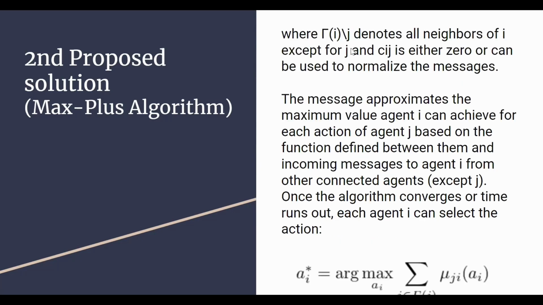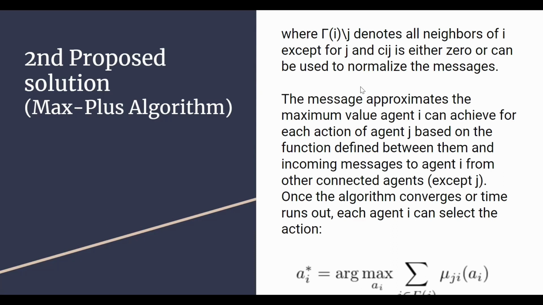So yes, now we are talking about the message which an agent J sends to agent I. The set which I was saying denotes all neighbors of I except for J, and Cij is either 0 or can be used to normalize the messages. The message approximates the maximum value agent I can achieve for each action of agent J based on the function defined between them and incoming messages to agent I from other connected agents except J.